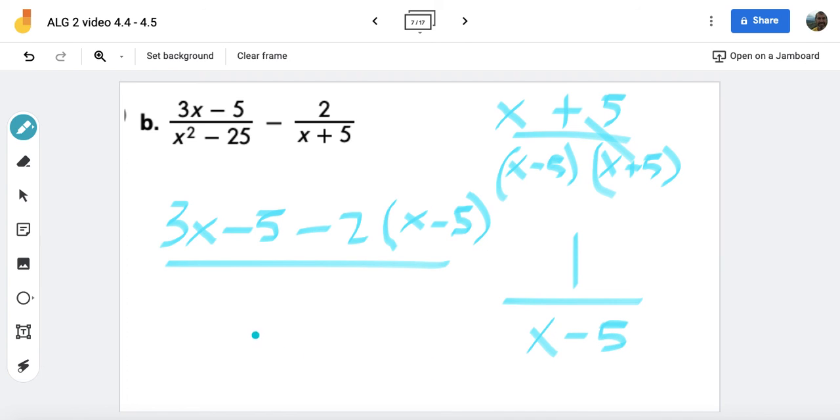Restriction on the domain, x cannot equal positive 5 or negative 5, remember from right here. So it cannot equal negative 5 or positive 5.